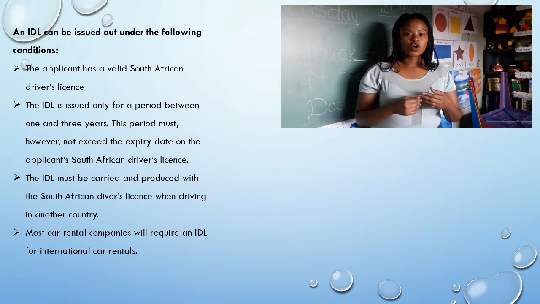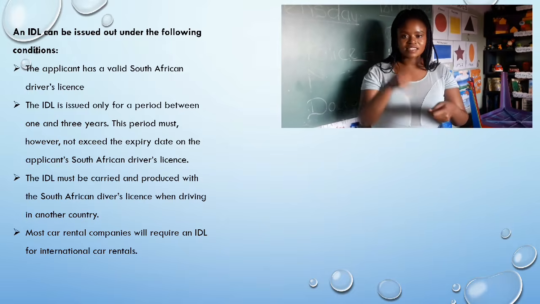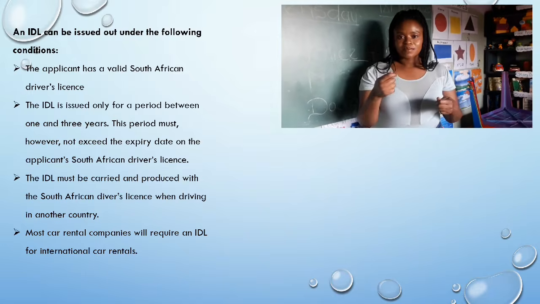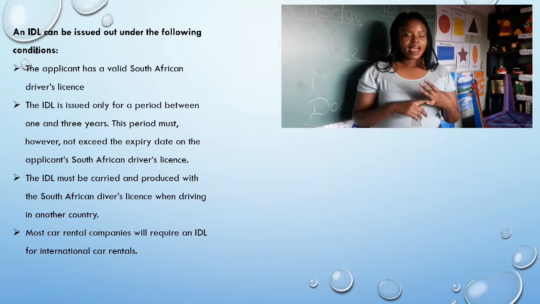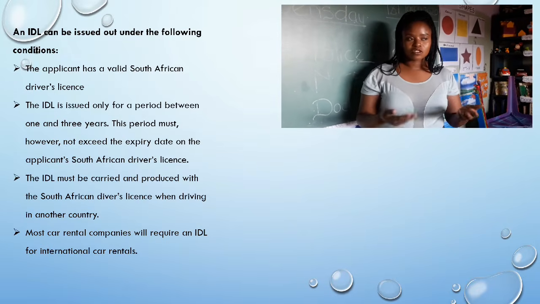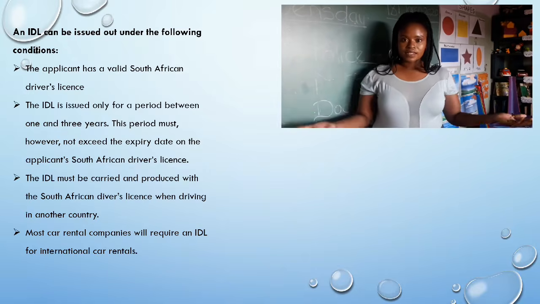And your international driver's license, as well as your South African driver's license, must be produced together at the same time when anyone is asking to see your license. And in an international country or foreign country, they normally ask you for your international driver's license so that they can allow you to rent a car.